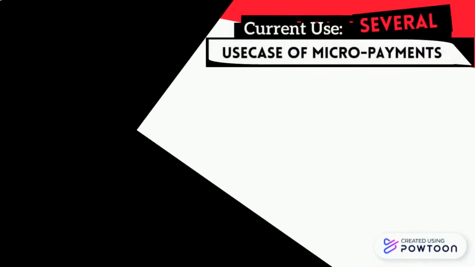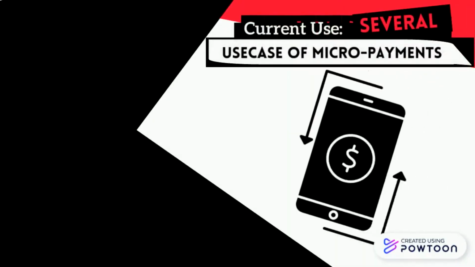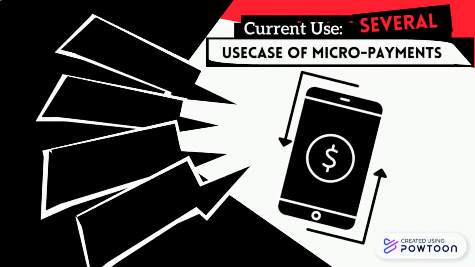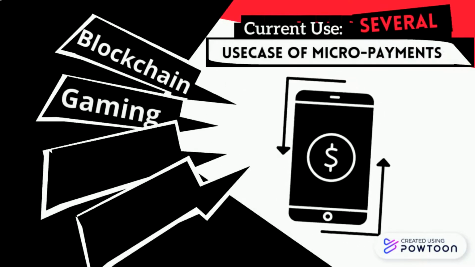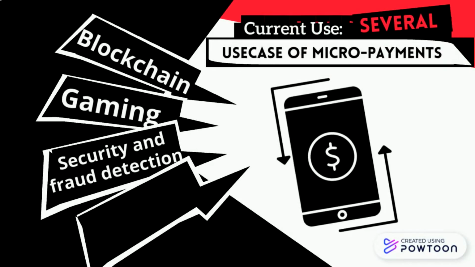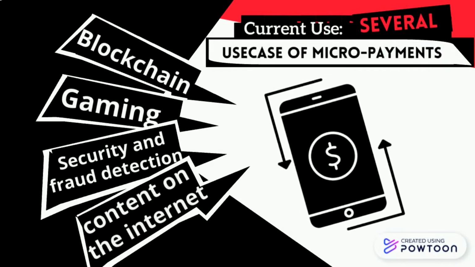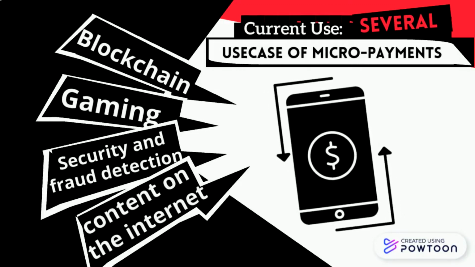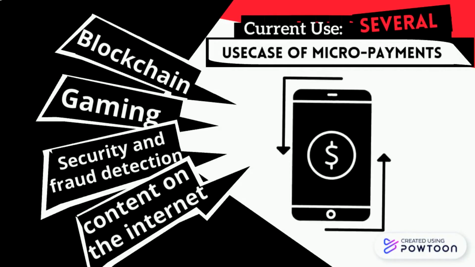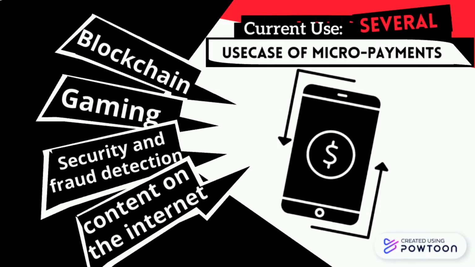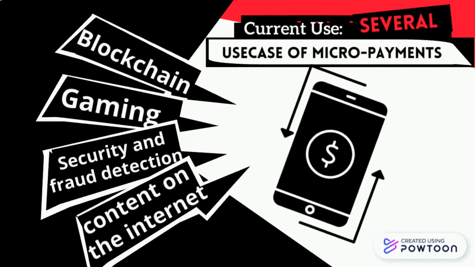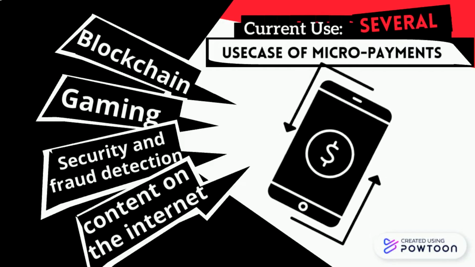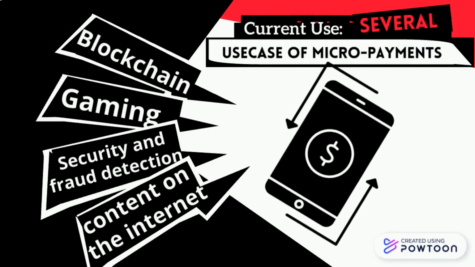Internet micropayments can be used in several use cases, of which some of the most promising are blockchain, gaming, security and fraud detection, and content on the Internet. For blockchain, currently, most blockchains are linked to a cryptocurrency to let users pay for transactions and reward users who validate and verify a blockchain transaction. With micropayments, blockchains could be linked to a standard currency instead of a cryptocurrency.